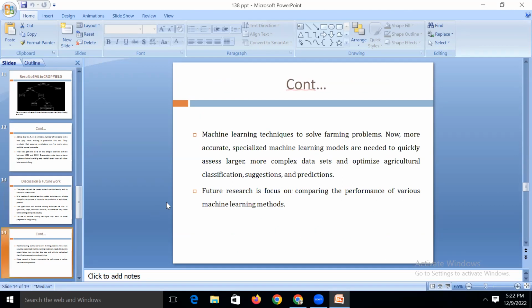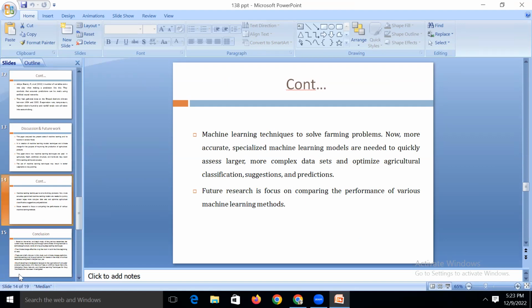Machine learning techniques can solve farming problems, and now more accurate specialized machine learning models are needed to quickly assess larger, more complex data sets and optimize agricultural classifications, suggestions, and predictions. Future research is focused on comparing the performance of various machine learning methods and on using more machine learning techniques and methods.